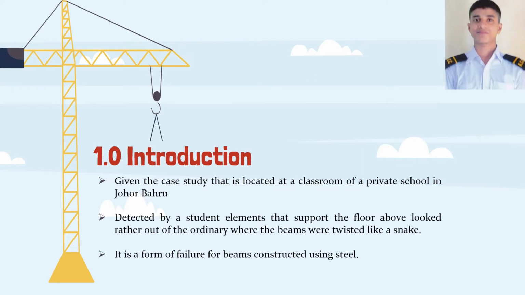We are given the case study that it is located at a classroom of a private school in Johor Bahru. It is detected by students that the elements that support the floor above looked rather out of the ordinary, while the beams are twisted like a snake. It is a form of failure of beams constructed using steel.